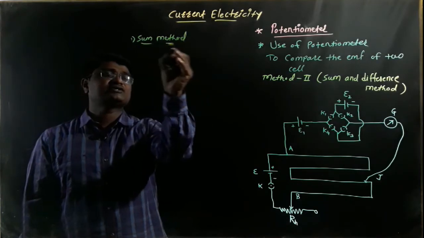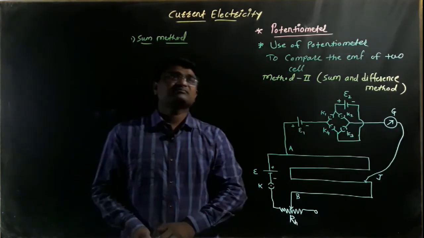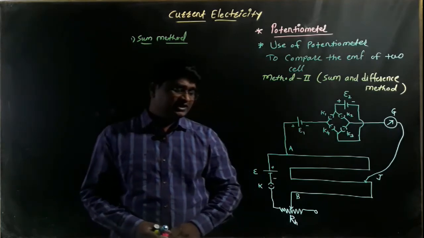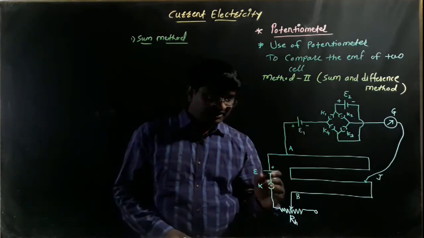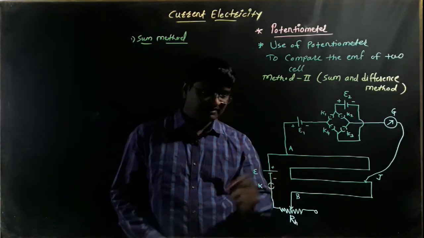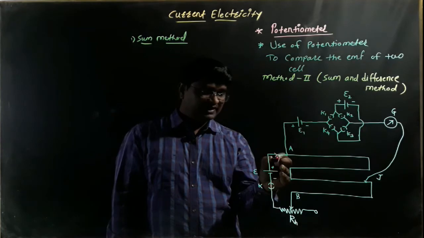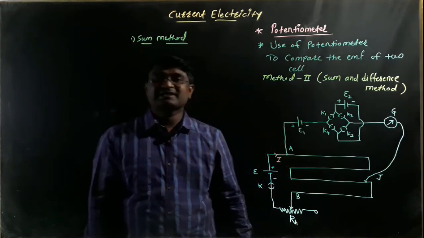What is the actual condition when we discuss the sum method? So let's see here. Initially, imagine that the main key is closed. It is very important: when the main key is closed, the electric current I is passing through the circuit.